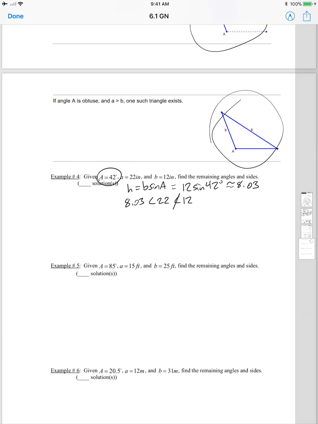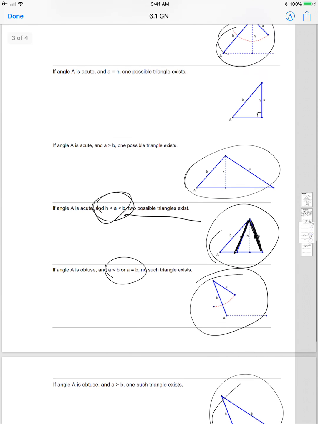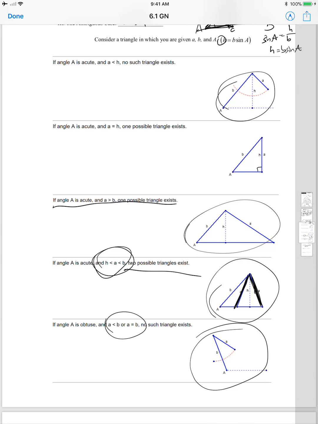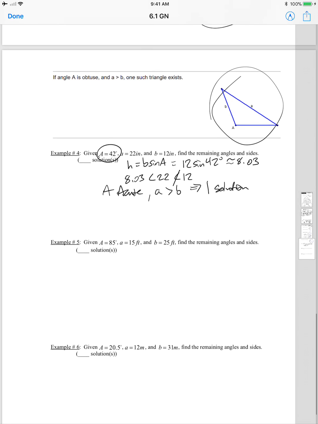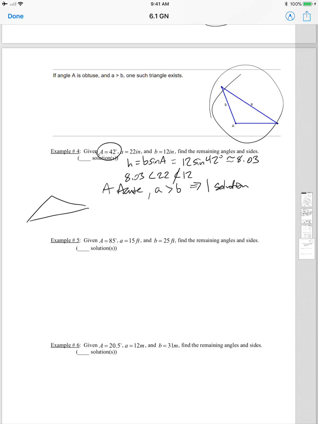Angle A is acute, and A is greater than B, so this is an acute angle, and A is greater than B. So looking at my cases here, I see right here, there's one possible triangle, so one solution. So that's good news for me. That means there's a little less work I have to worry about. Let's try drawing this triangle. So A, B, C. Angle A is 42 degrees. Side length A is 22. Side length B is 12.